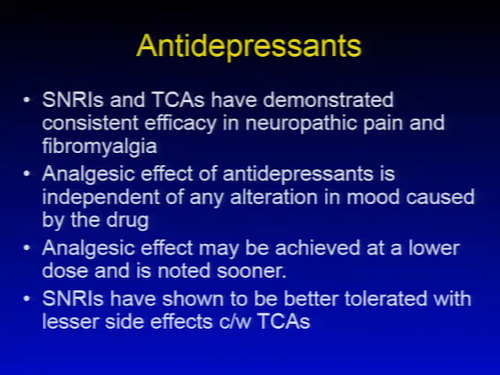Antidepressants are used frequently. SNRIs and TCAs have demonstrated consistent efficacy in neuropathic pain and fibromyalgia. Analgesic effects are not achieved rapidly. It may take several weeks for these effects to be noted. The analgesic effect is typically achieved at a lower dose, and the SNRI category of medication has been shown to typically be better tolerated with respect to side effects than the TCA category.